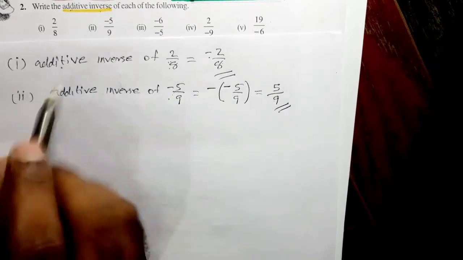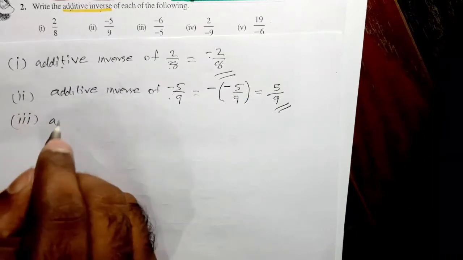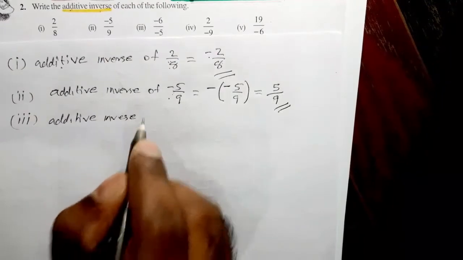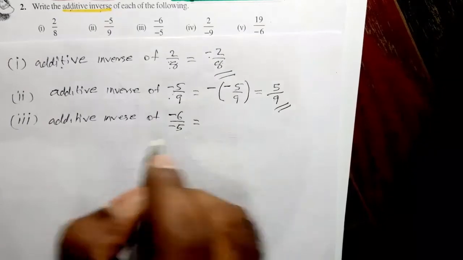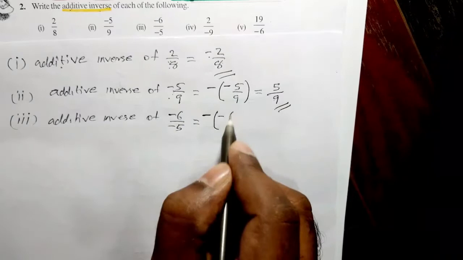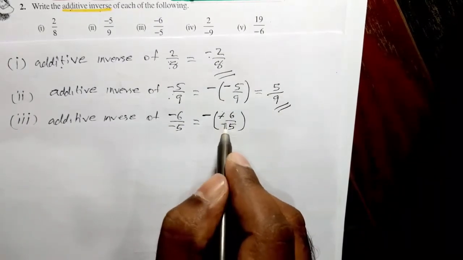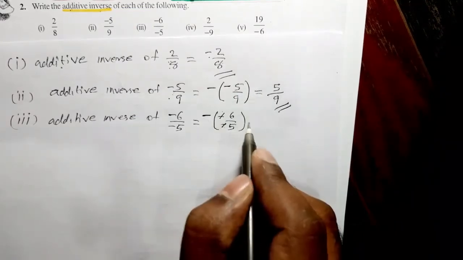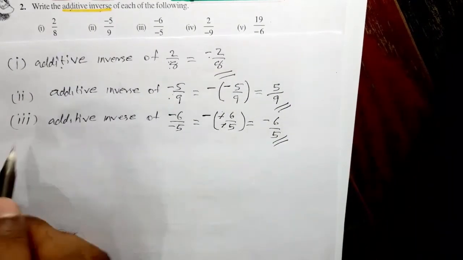Now we can check the third question. Additive inverse of minus 6 by minus 5, which is equal to. Additive inverse means we want to give a negative symbol. So we can write negative of minus 6 by minus 5. Here already two negatives are coming, which means they will be cancelled. Now this outside one negative symbol is there, it will remain. So the answer will be minus 6 by 5. So we got the third question's answer.